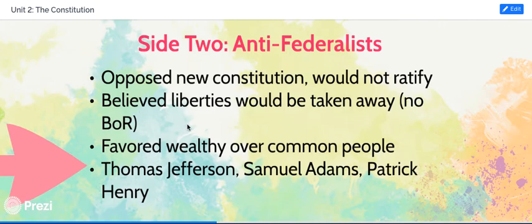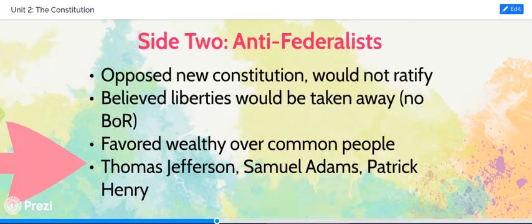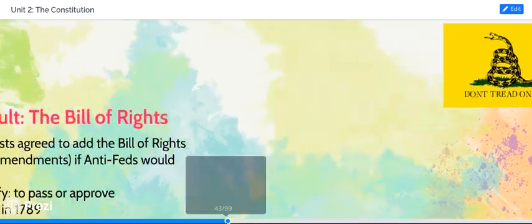They think their liberties or their freedoms are going to be taken away if there is not a list of them, or a Bill of Rights, aka the BOR. They favor the wealthy over the common people, typically speaking. TJ, Samuel Adams, and Patrick Henry are some VIP anti-feds, okay? And so the question here is, do we have a list of our rights on the end of our Constitution or not, okay?